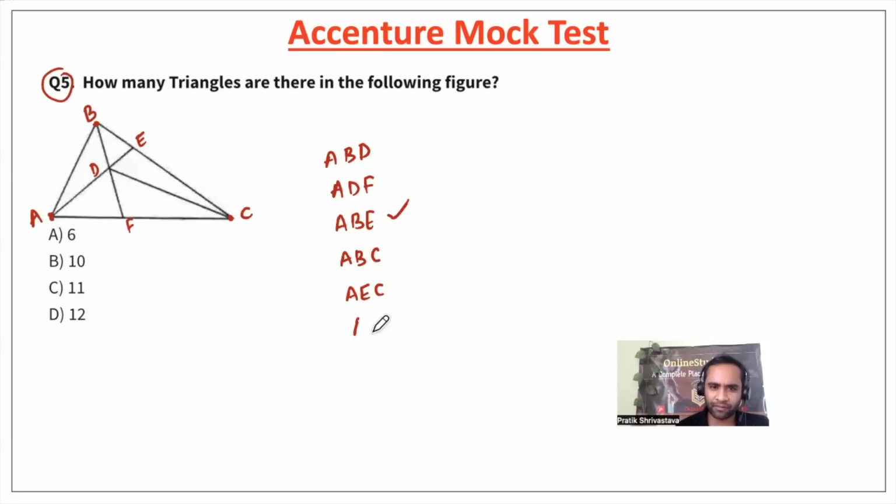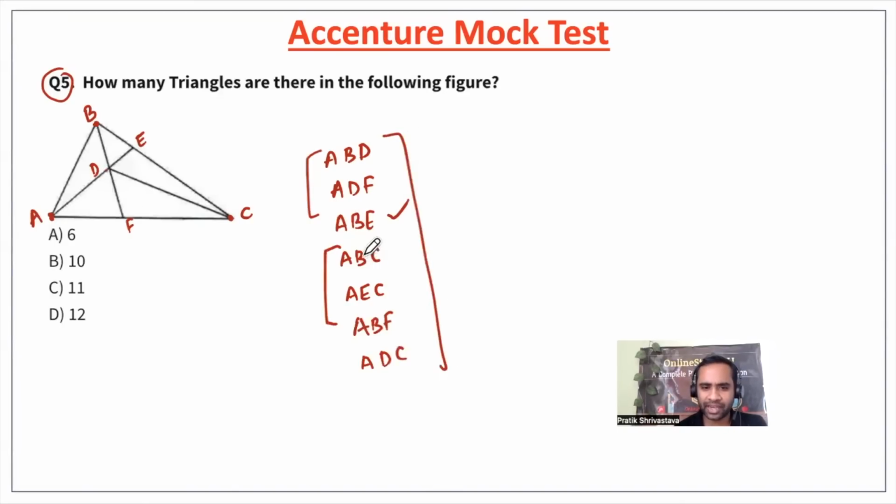So ABF is one of the triangles, right? And ADC is also one of the triangles. So we have 3, 3, 6. Then AC, right? So ADC. Okay, then ADF is covered. So ADF is covered, right? And then ADC, that is also covered. Fine. So with A we have 3 and 3, 6, plus 1, 7 triangles.